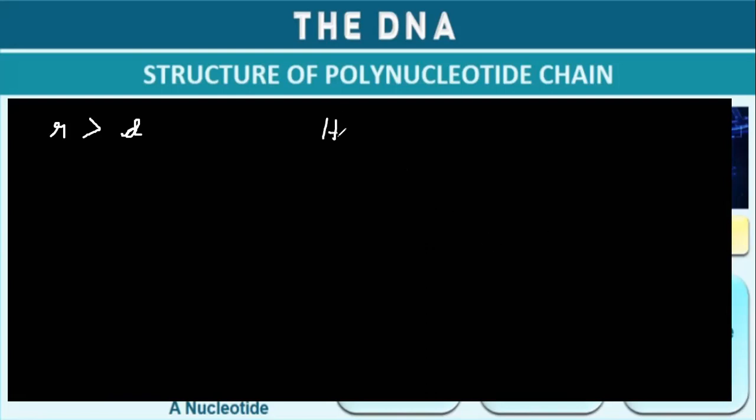Next is phosphoric acid, that is H3PO4, another component of nucleotide. This phosphoric acid is represented by the molecular formula P double bond O, with OH, OH, OH. And this phosphoric acid has a slight negative charge.